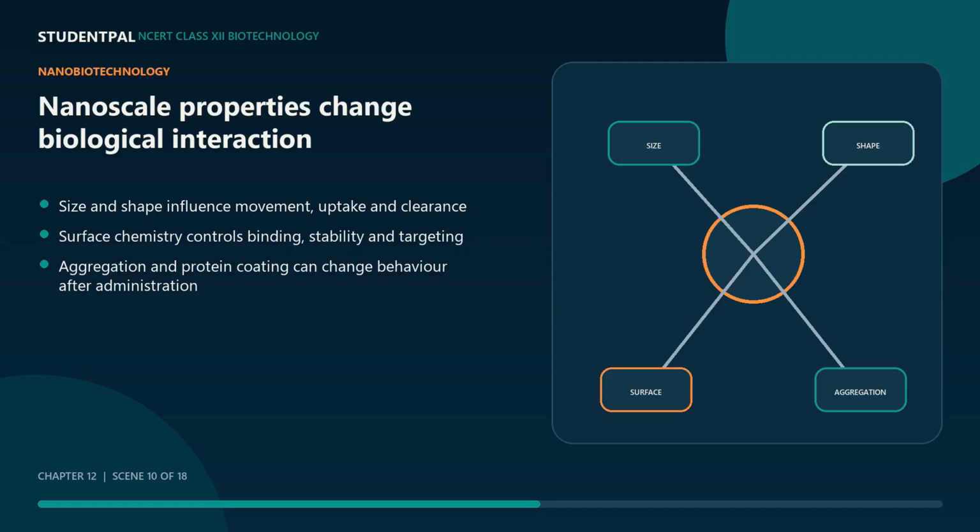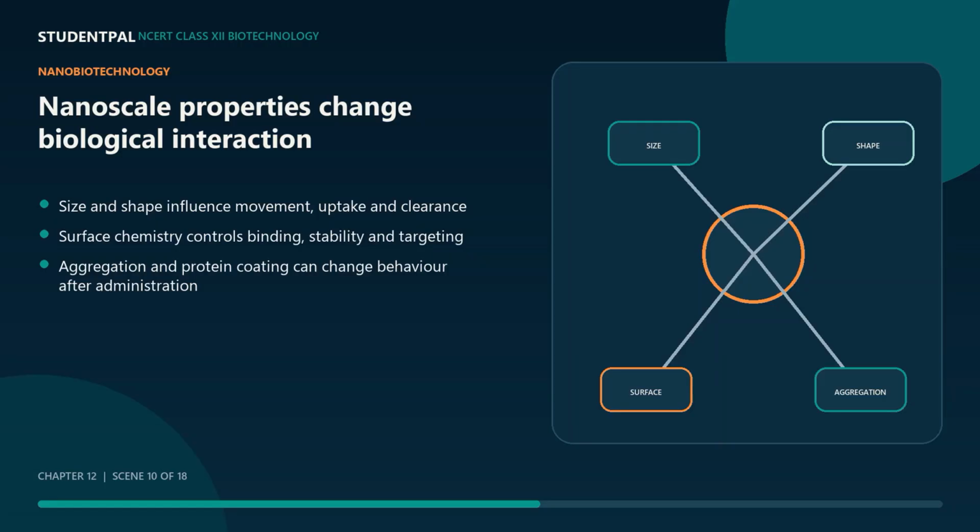Nanobiotechnology uses structures at the nanoscale to interact with biomolecules, cells or tissues. At this scale, surface area becomes large relative to volume, and small changes in size, shape, charge or coating can strongly alter behavior. A nanoparticle designed for delivery may protect a cargo, improve solubility or carry targeting ligands. Yet after contact with biological fluid, proteins may adsorb to its surface and create a new biological identity. Particles may aggregate, distribute to unexpected organs, activate immunity or persist after the useful signal has ended.